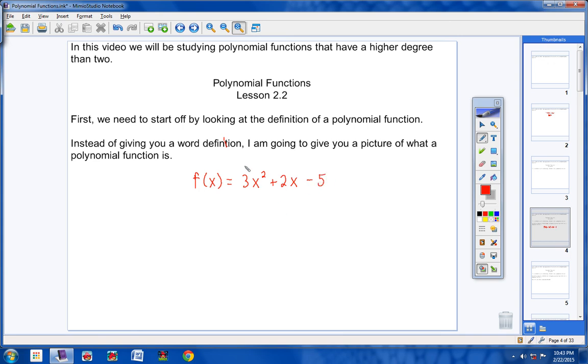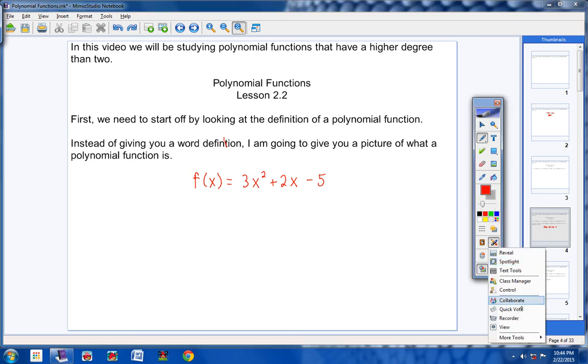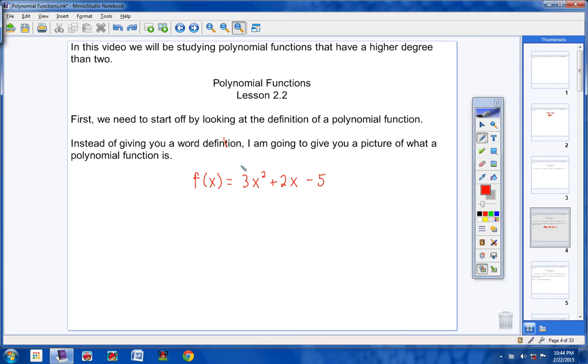Now, take some side notes if you need to, okay? A polynomial function, first of all, must have real coefficients. So all of your coefficients must be real numbers. In other words, you cannot have imaginary numbers for your coefficients, okay?